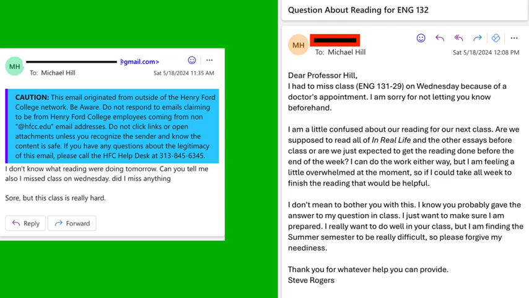And all the other essays before class? Or are we just expected to get the reading done before the end of the week? You need to get all that reading done. For the real answer for this class, you need to get it all done before the end of the week. I can do the work either way, but I'm feeling a little overwhelmed at the moment. So if I could take all week to finish the reading, that would be helpful.